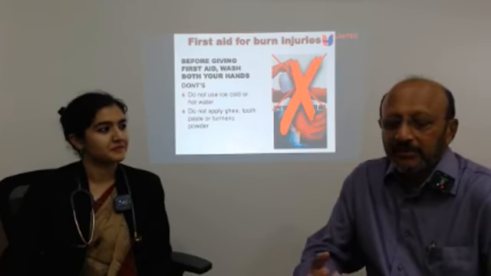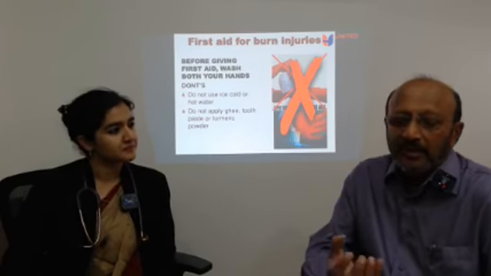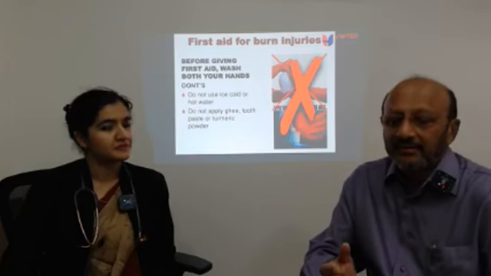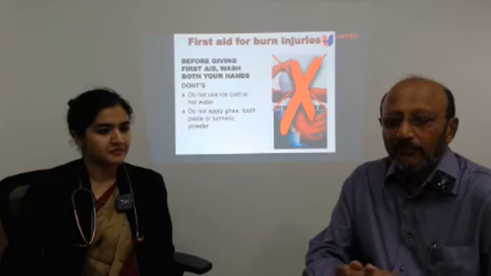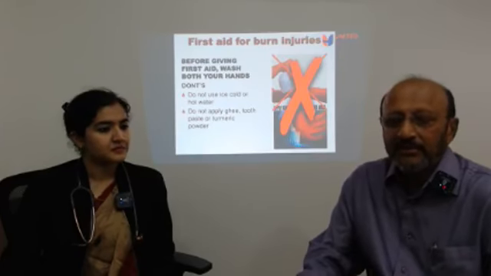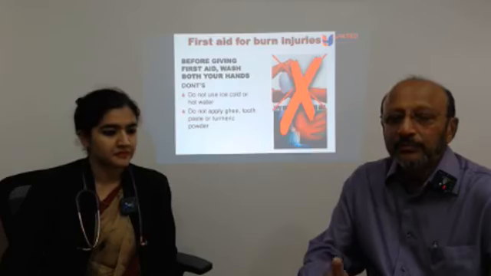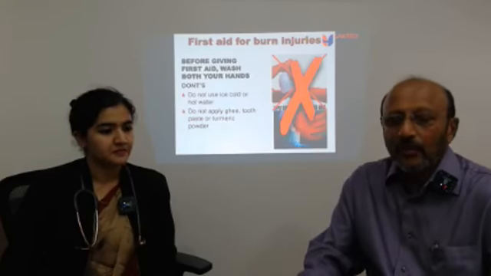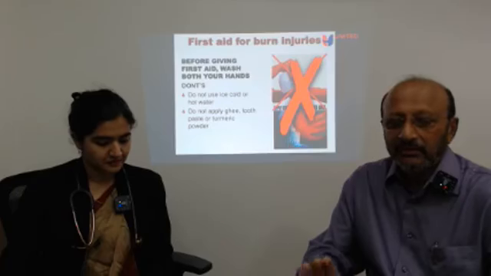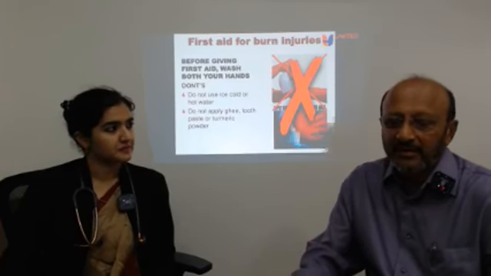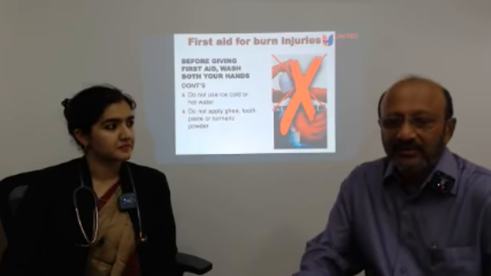A bleb comes because body fluid comes out when the outer layer of skin is burned. So the misconception about pouring or not pouring water should not come into the picture. You should always use cold running water, clean water, not dirty water. You should use clean drinking water or tap water to extinguish the fire.